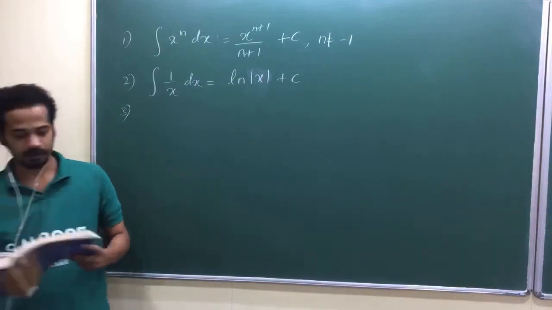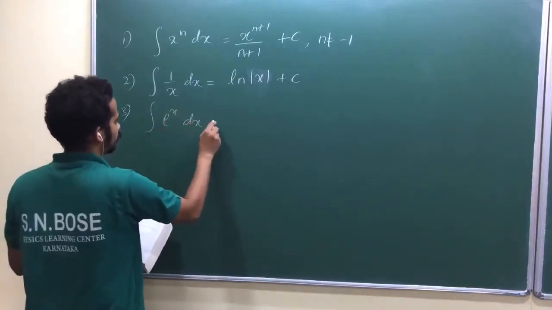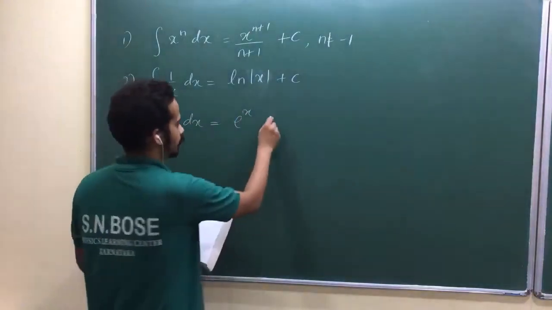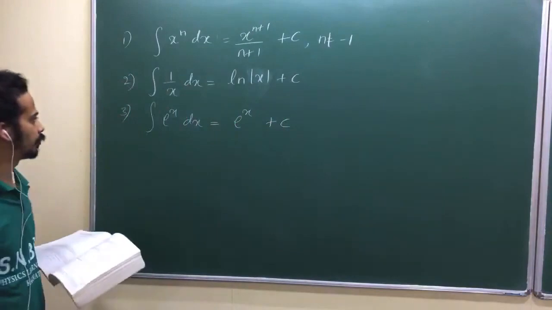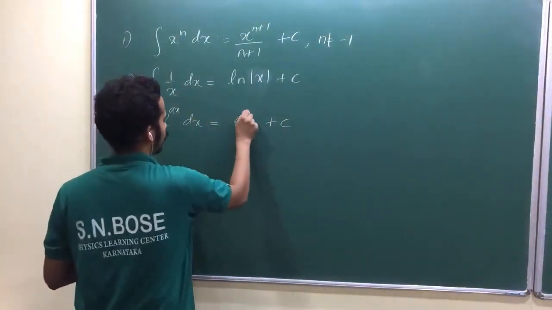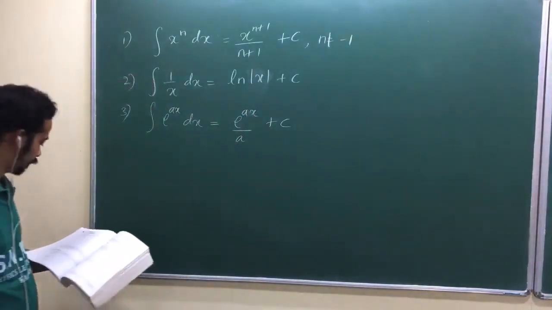Third one: integral of e power x dx is equal to e power x only, e power x plus c. I better write this one, e power ax dx, that's equal to e power ax divided by a. That's the most general one.